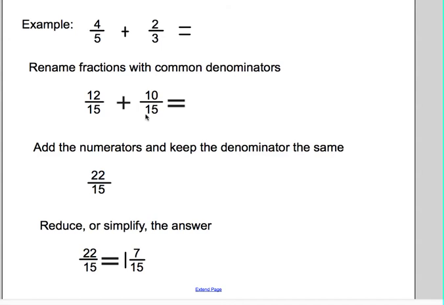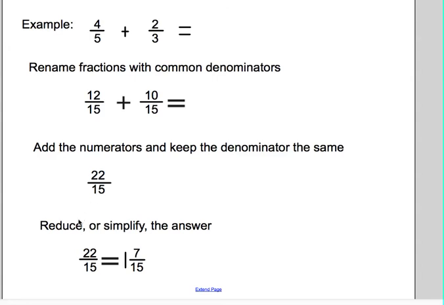Now we're looking at our problem with common denominators. Next step is to add the numerators and keep the denominator the same. So if we add 12 plus 10, we get 22, and our denominator stays 15. We have added these fractions.